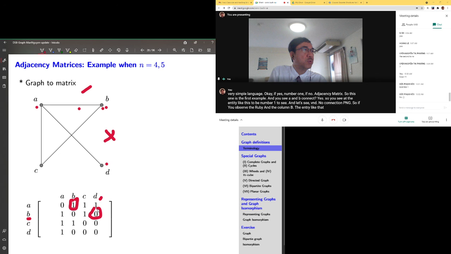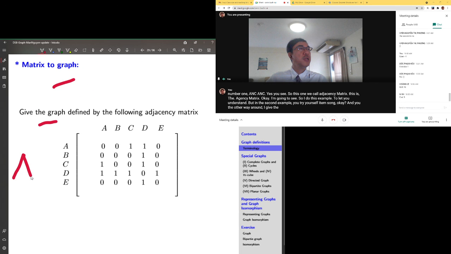So I give this example to let you understand. But in the second example, you try yourself. I don't solve it, okay? I give the other way around. I give the adjacency matrix first. We move on, not doing some exercises. You can do it yourself, okay? We move on with the theory, otherwise we cannot finish in time.